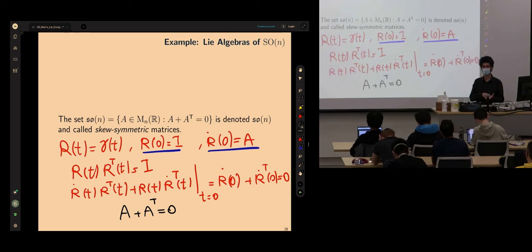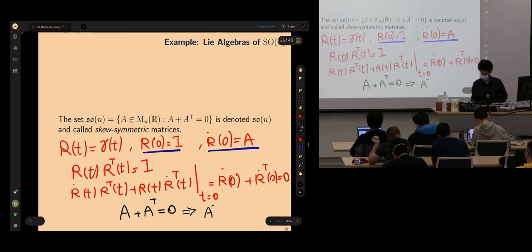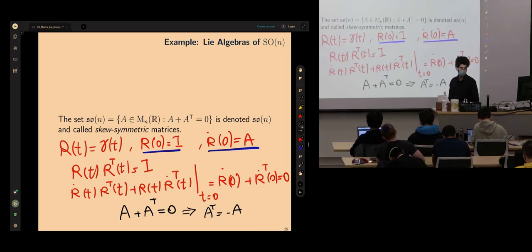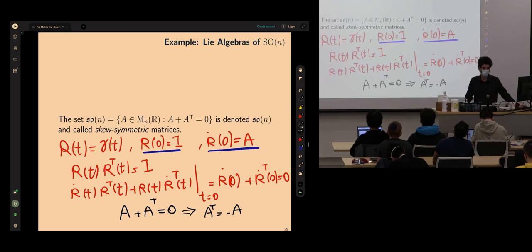Now, what are the matrices that, when you transpose them, you get the negative of the same matrix back? Is there a general rule for these matrices? There is. It's skew-symmetric matrices, right?